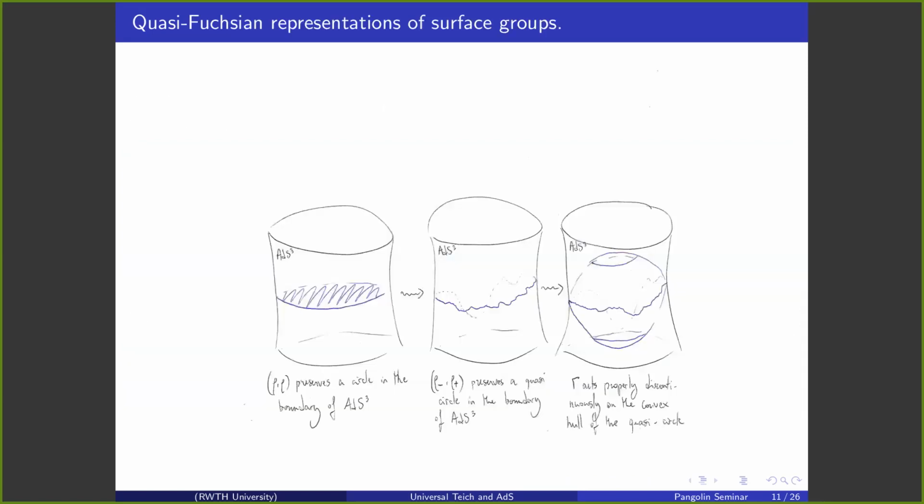And this object that we saw right there in the middle picture is, say, the boundary is a torus, right? So it's RP1 cross RP1. So this thing right there is the graph of some quasi-symmetric homeomorphism of the circle RP1, right?